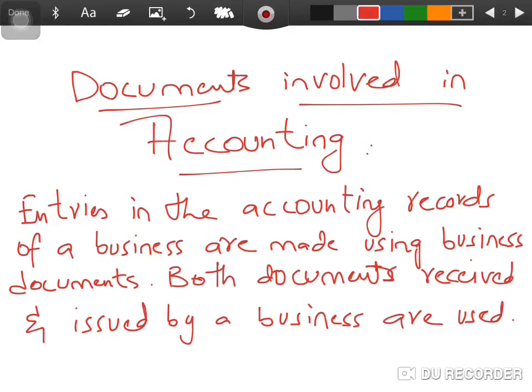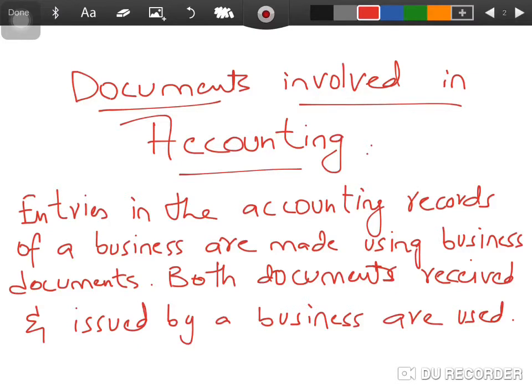The topic that we are going to do today is documents that are involved in accounting. There are a total of 6 documents that we are going to do. We are going to learn about their format, their usage, and how they are involved in accounting. So in this video we are going to do the first document, which is an invoice, and then I will be posting separate videos for each of the documents that are used.